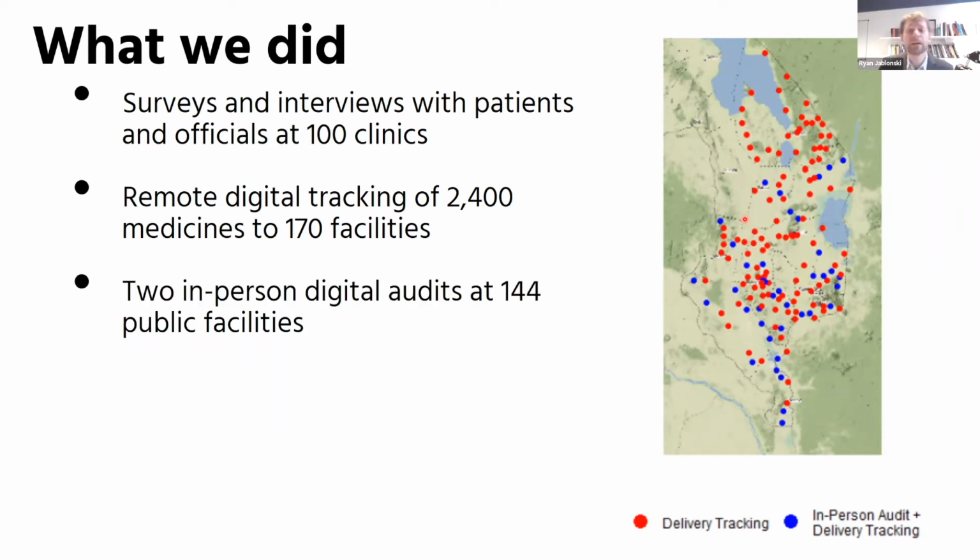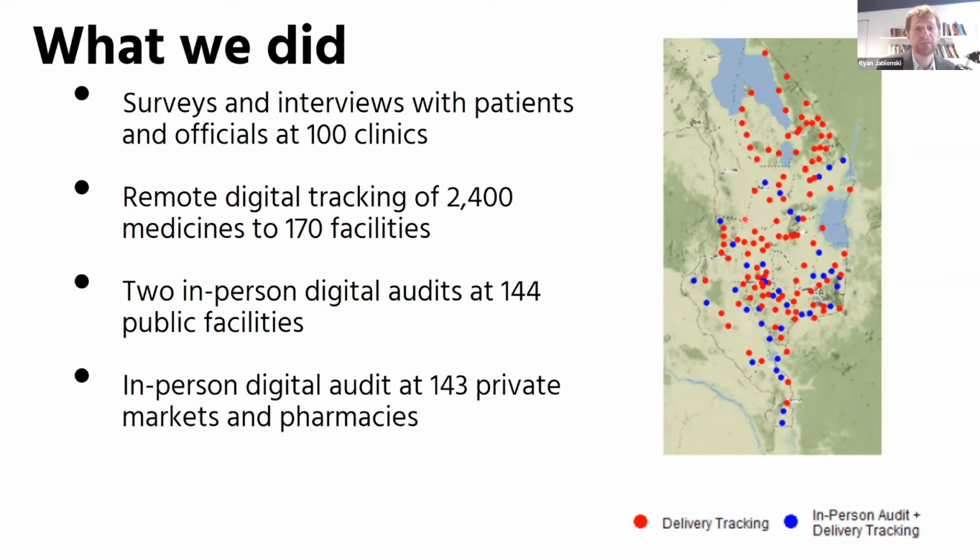Additionally, we conducted 2 in-person digital audits. The digital audit here is not a traditional audit in the sense that we're checking paperwork, but rather audits that rely on digital tracking devices to determine whether or not medicines have reached their intended location and whether or not they've been diverted at some point downstream on the supply chain. So we did 2 in-person audits at 144 public facilities. And then finally, we also did some digital audits at private markets and pharmacies to understand the extent to which government drugs are disappearing into private hands and try to gauge the scale and effects of that diversion.